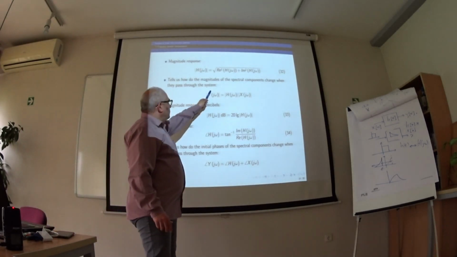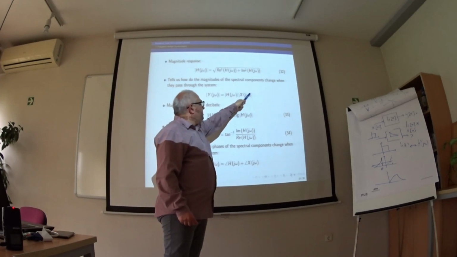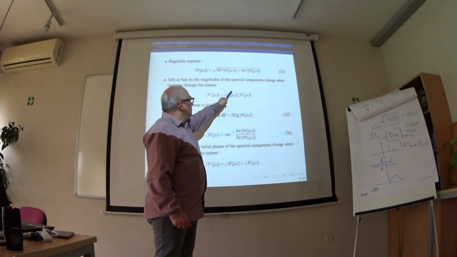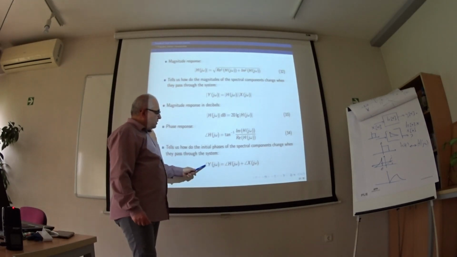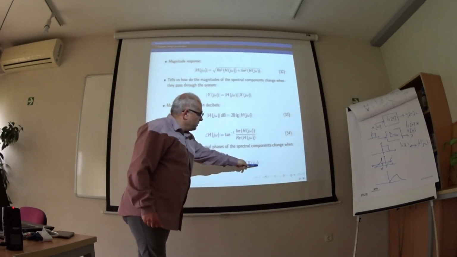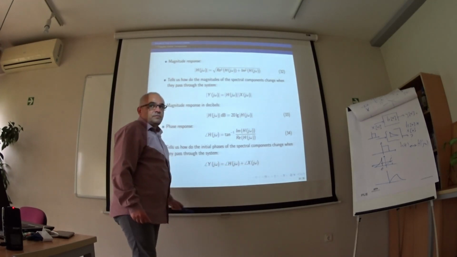The amplitude spectrum of the output signal is the amplitude spectrum of the input signal times the magnitude response. The phase spectrum of the output signal is the phase spectrum of the input signal plus the phase response of the system.